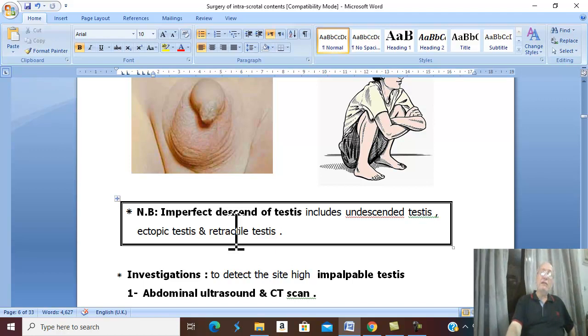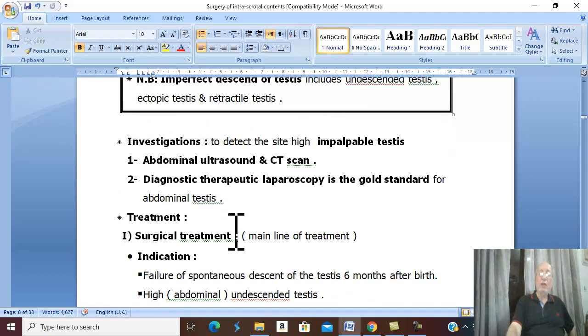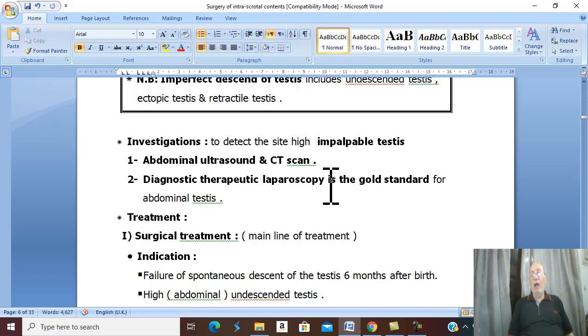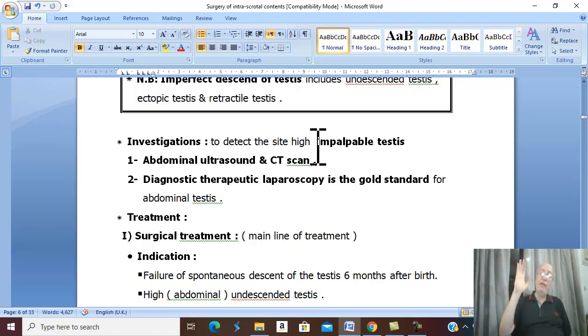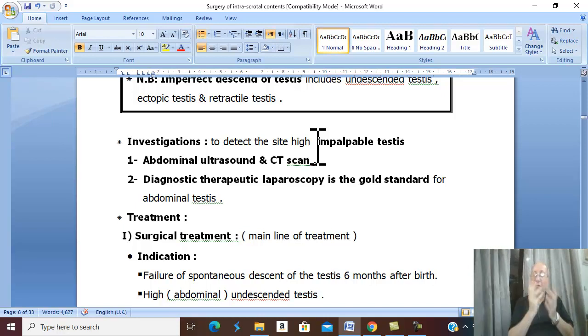What are the investigations for undescended testis? If the testis is low and palpable, there is no need for investigation. Actually, we need investigation in high impalpable testis. High testis means high inguinal or abdominal. High inguinal means in the internal inguinal ring.